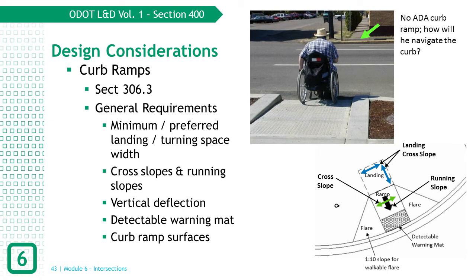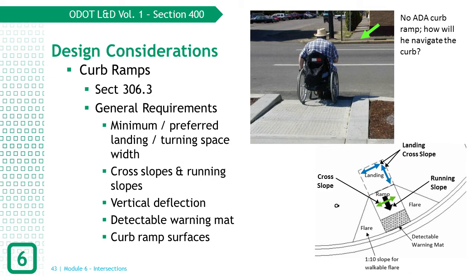Section 306.3 of the L&D Volume 1 discusses curb ramps. A curb ramp is composed of a landing or turning space, a ramp, and flares of some width. In general, curb ramps should have 2% maximum cross slope, shown by the green arrow in the image, and all surfaces should not exceed a 1/4 inch vertical offset at joints. A minimum 4 foot by 4 foot landing should be provided, and a 5 foot by 5 foot landing is preferred unless the landing is constrained on 2 or more sides. Then the 5 foot by 5 foot landing is required.